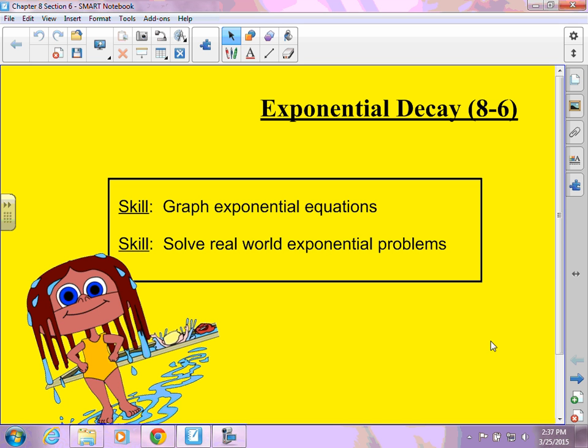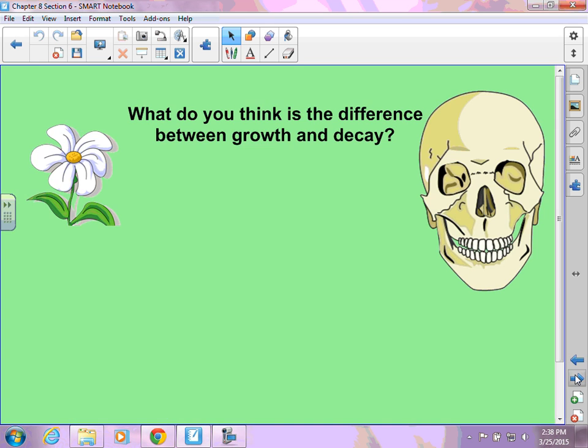Exponential decay is very similar to growth. However, rather than getting bigger, we get smaller. And so let's take a look at it in this perspective. Where do you think we'd see growth and decay? What do you think the difference is?